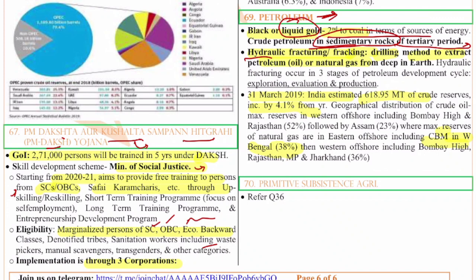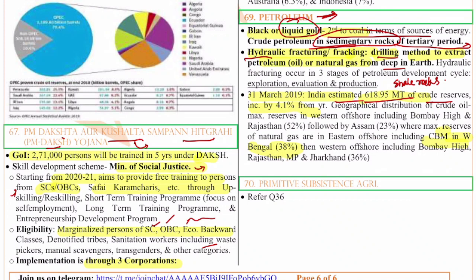Hydraulic fracking is a drilling method to extract petroleum and natural gas from deep in the earth. Generally, this fracking technology is used for extracting gas and petroleum reserves from shale rocks. Remember this. On 31st March 2019, India estimated 618.95 million metric tons of crude reserves, an increase of 4.1% from the previous estimation. This is about petroleum.